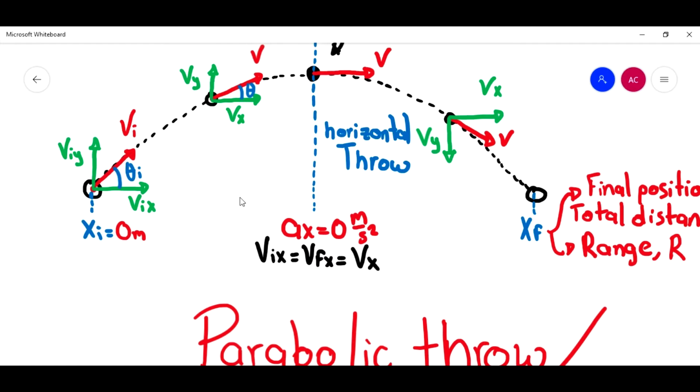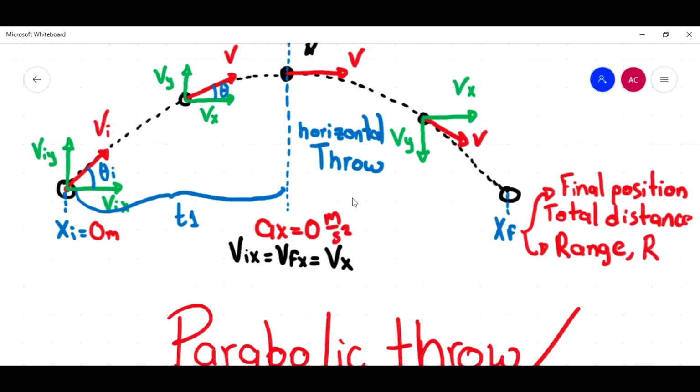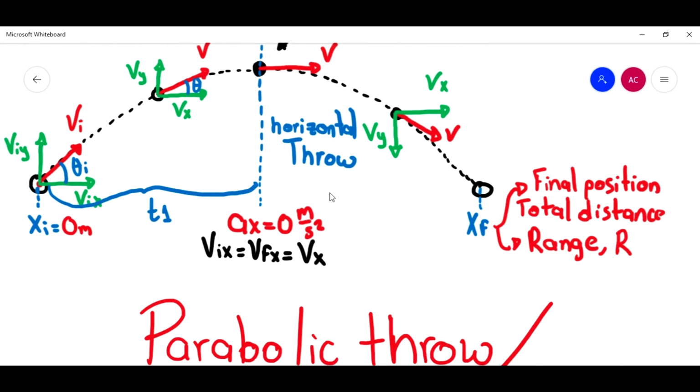In order to find the final position, I can do this. This is segment number 1, over here. So I'm going to have a time 1. That time 1, I'm going to write it over here. That time 1 is the time it takes this object to reach the maximum height. And also I'm going to have time 2. Time 2 goes from here.